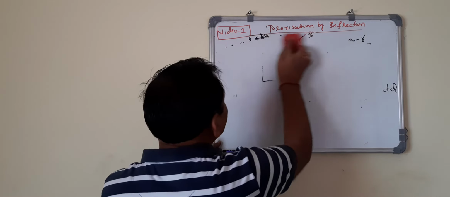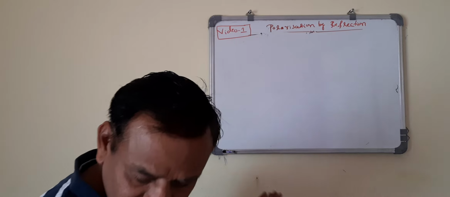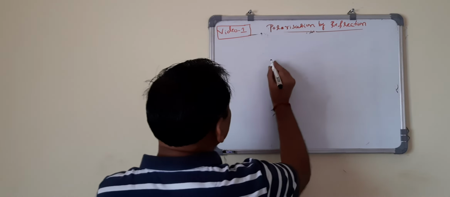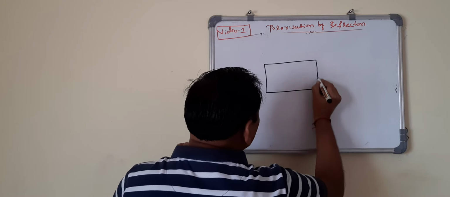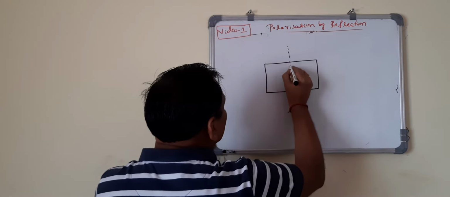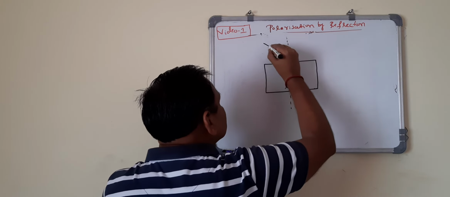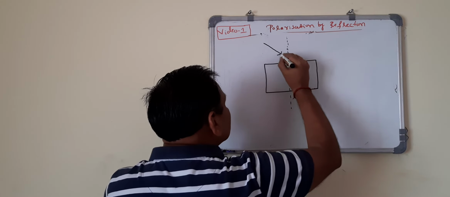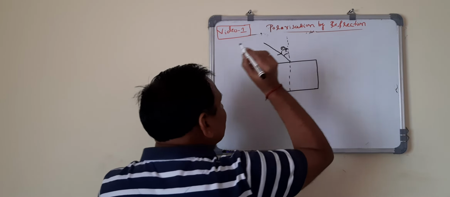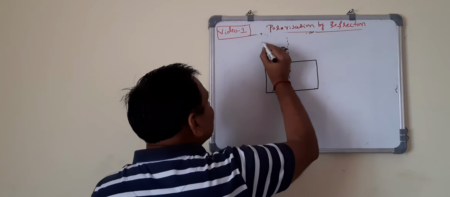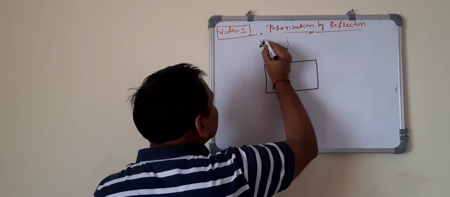Here, this is one refracting medium. This is the normal drawn. This is the angle of incidence, of the incident ray. This angle of incidence, I will call it theta p. And what kind of light is there here? It is unpolarized. It is not polarized.